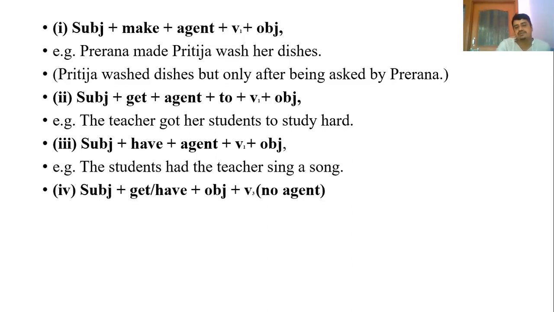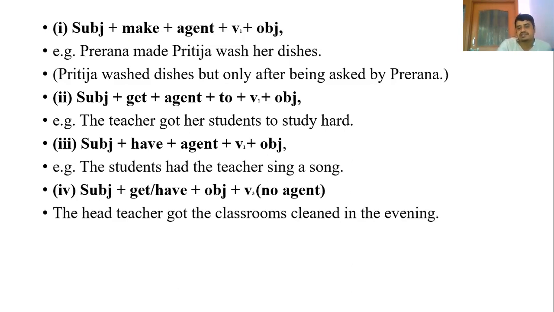Subject सँग get, have पछि object आयो भने के हुन्छ? verb 3 हुन्छ. The head teacher got the classrooms clean in the evening.